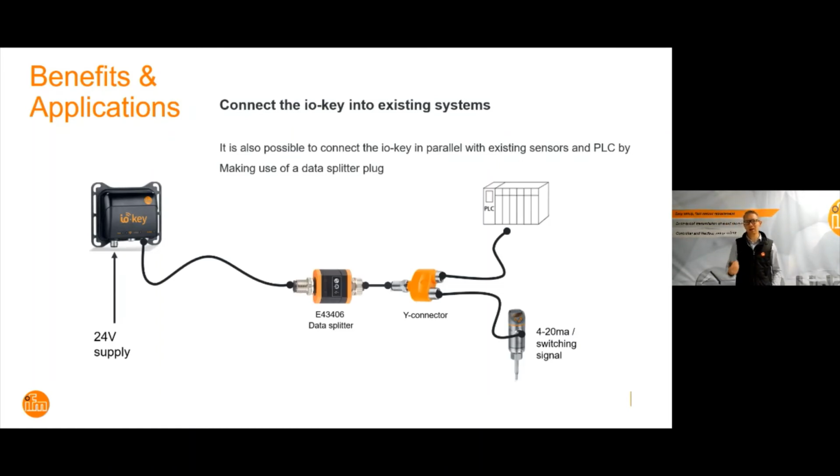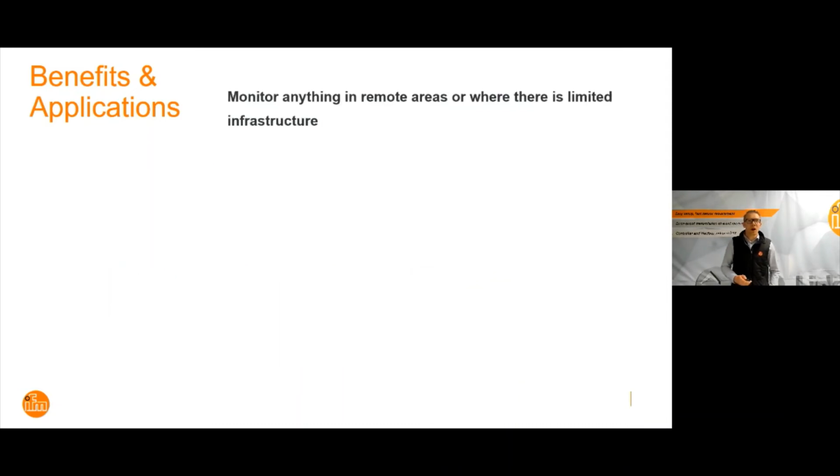We connect this plug in line with the loop by making use of a Y connection, and then the data splitter passes the 4 to 20 milliamp signal back on the Y connection to the PLC, or a switching signal or a 0 to 10 volt signal, and on the other side of the data splitter we will talk Ioke to the Ioke device. Okay, so it's quite easy to implement this. Obviously, it's just a bit of extra wiring, but the solutions are there to do this.